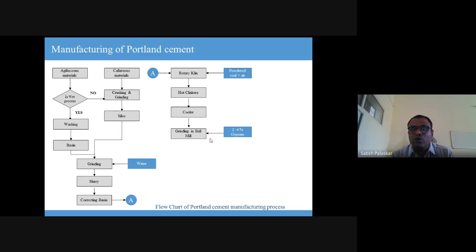When it goes to grinding, 2 to 4% quantity of gypsum is added. Except gypsum, nothing is added in the manufacturing of Portland cement. After grinding, it will be stored in the silos. Silos are the structures used for storage, bunkers and silos. If we go for advanced structural design, there you will see the design of these bunkers and silos.